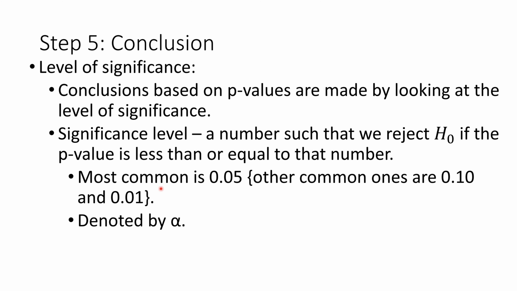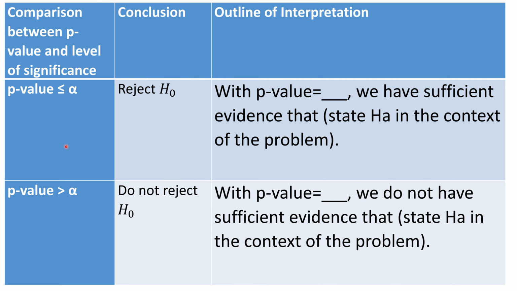So the most common significance level is 0.05. Other common ones are 0.1 and 0.01. It is denoted by alpha. The level of significance, or the significance level, is denoted by alpha. If the p-value is less than or equal to alpha, the level of significance, then we reject H0, or the null hypothesis.